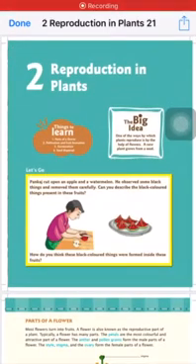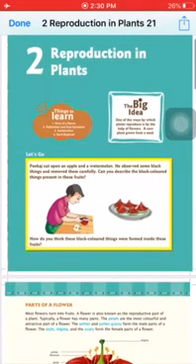Hello students, now we start our second chapter, that is reproduction in plants. In this chapter we talk about different parts of a flower and their functions. Second is pollination and how the fruit formation takes place inside a fruit. Next is germination. Seed dispersal means how seeds are transferred or moved from one place to another place.